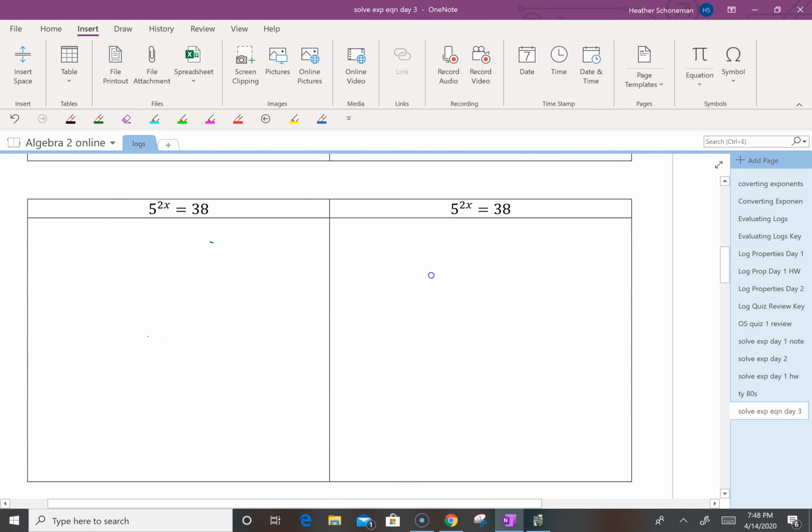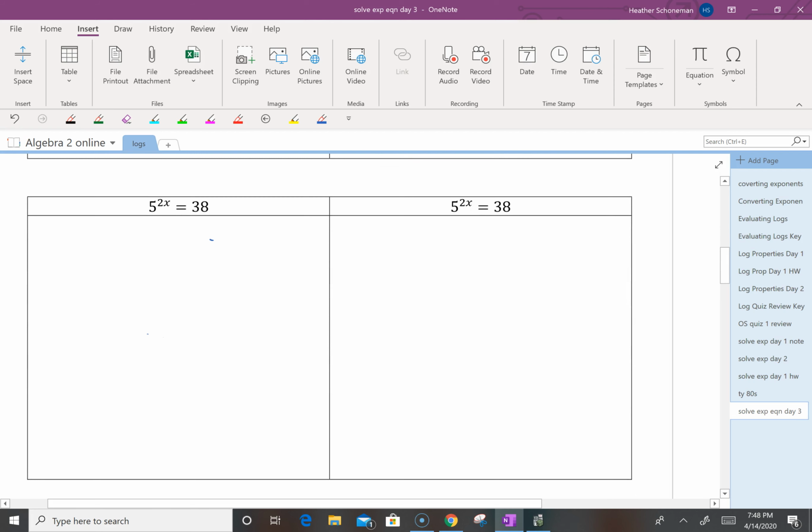Let's try this again, because I want you to learn this new method to help us with something else. So if I were to solve this the old way, I would say log base 5 of 38 equals 2x. But now I need to solve for x, so I'm going to divide both sides by 2, and now that's what I'm putting in my calculator.